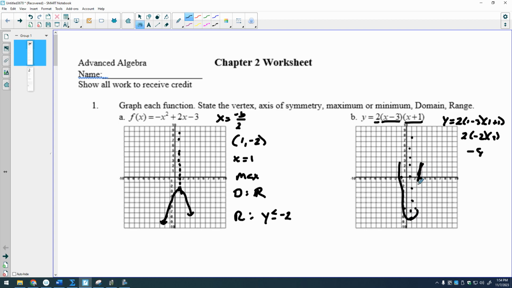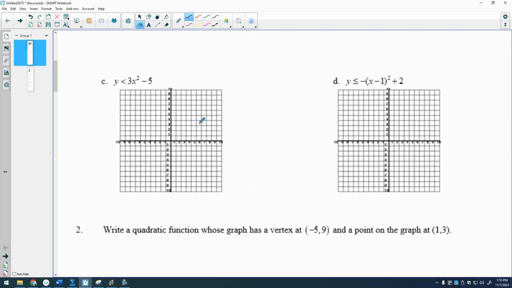Got a little wide there. Okay? There's my graph. All right. Question 3. Same concept. Don't let the inequality change what you do.